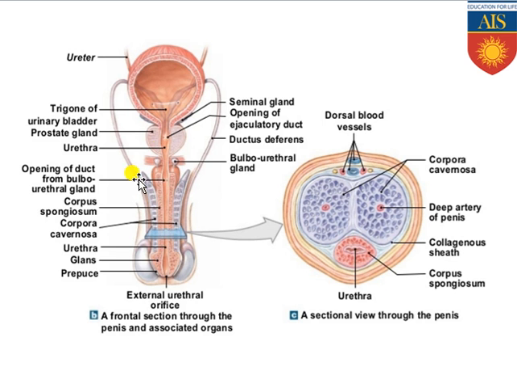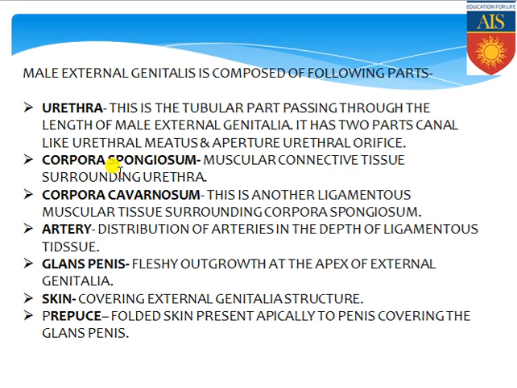Already we know about this, and again I am showing you in this figure. So this is the male external genitalia portion, and the canal which is passing through it, this is the canal portion, that is known as urethral meatus, and when it is opening outside through an aperture, that is known as urethral orifice. Okay.